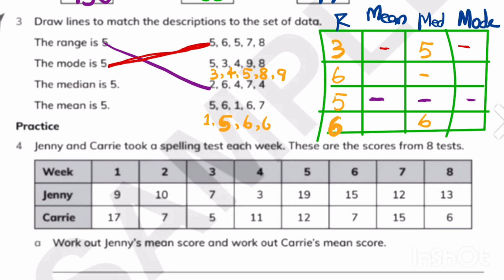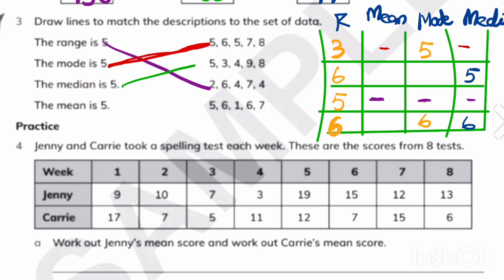In the last data set, 1, 5, 6, 6 and 7 is the ascending order and 6 is the middle value. We want our 5 as a median. So we will connect our second data set with the third statement. Now the situation is very clear. We have only one statement and one data set.